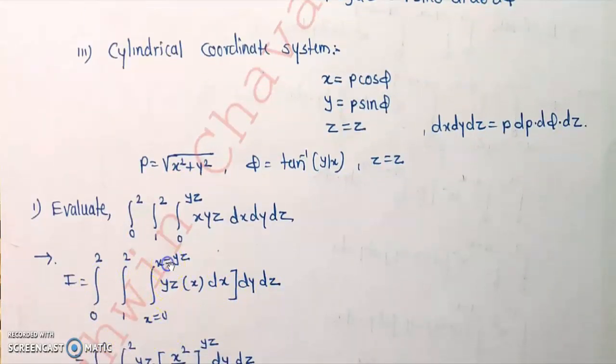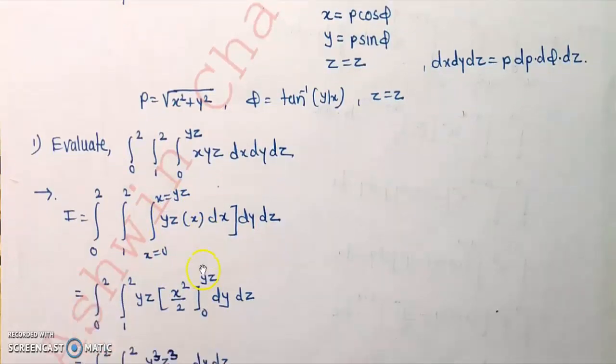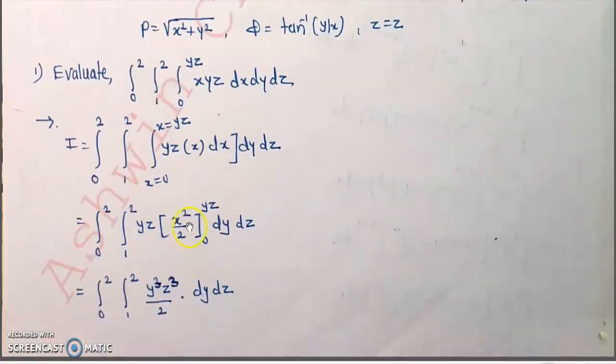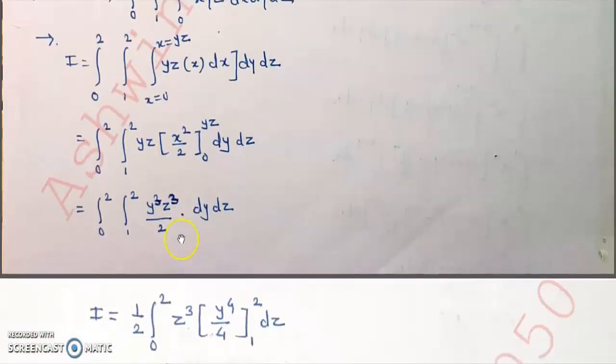Therefore x varies from 0 to yz. With respect to x, y and z are constant. The integral of x is x square by 2 with the limits 0 and yz. The upper limit gives us yz square, that is y square z square, into the previous yz gives us y cube z cube whole by 2. The lower limit gives us 0. Now again the second integral is with respect to y, that's why z cube upon 2 comes outside.